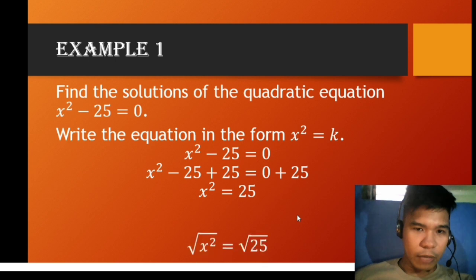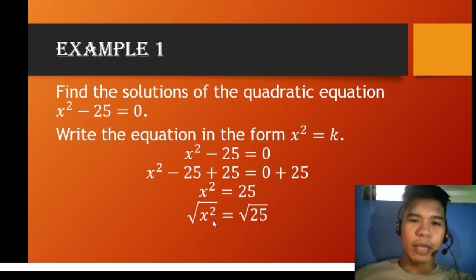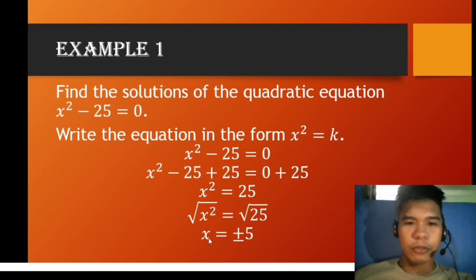So by that, we need to get the square root of both sides of the equation, and that is the square root of x squared equal to the square root of 25. Simplifying the terms, we have the square root of x squared, which is x, equal to the square root of 25, which is positive and negative 5. If you notice, the value of k here is positive 25. Since this is greater than 0, we could have two real solutions or roots, and that's why we have positive and negative 5.